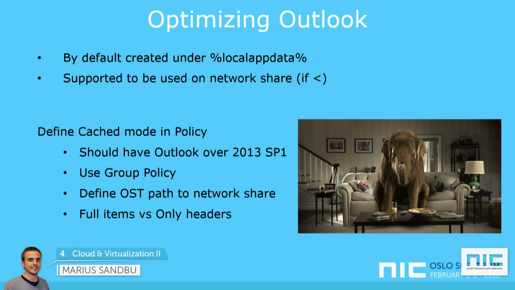So what you can do is start by configuring it to 1 month, for instance. You specify that you should only download the headers and not the full items. Only headers means that you only get the subject title and who it's from and so on, but no attachments, and you don't see the message. But users should be able to use it for instant search, for instance, when you're searching Outlook.